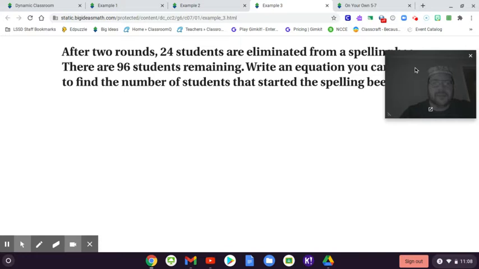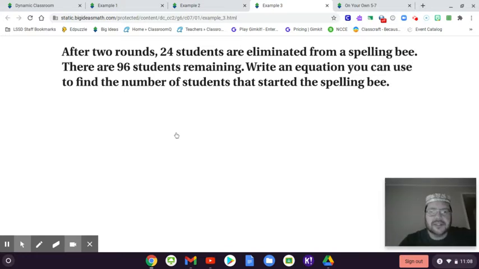Next example, we have 2 rounds. 24 students have been eliminated from the spelling bee. There are 96 students remaining. Write an equation you can use to find the number of students that started the spelling bee. So again, for this one, we want to break it down.